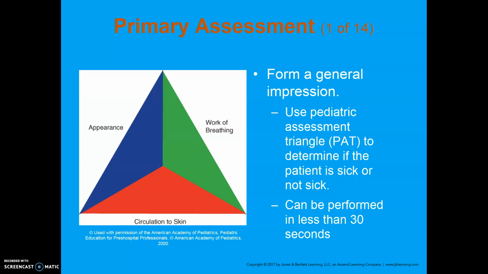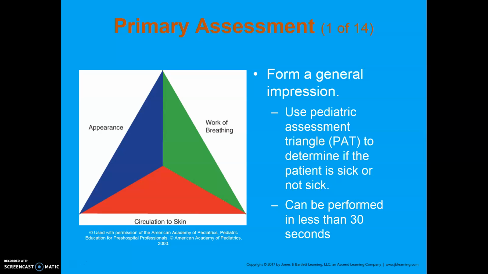Primary assessment. The objective of the primary assessment is to identify and treat immediate or potential life threats. We use the pediatric assessment triangle to determine if the patient is sick or not sick. The PAT, pediatric assessment triangle, is a structured assessment tool that allows you to rapidly form a general impression without touching the patient. It can be performed in less than 30 seconds.